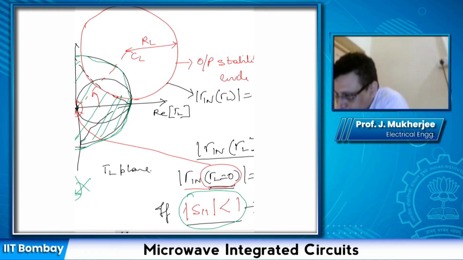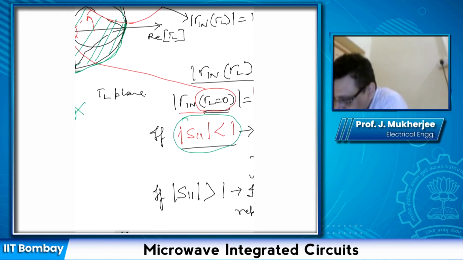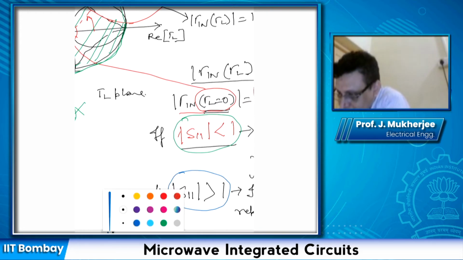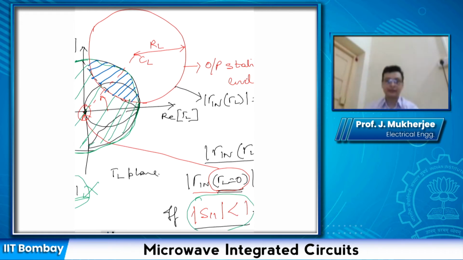On the other hand, if modulus S11 is greater than 1, then what happens? Then the inside of this red circle is the stable region, but I cannot go outside the unit circle, so my stable region will be this shaded blue region. Is that clear?